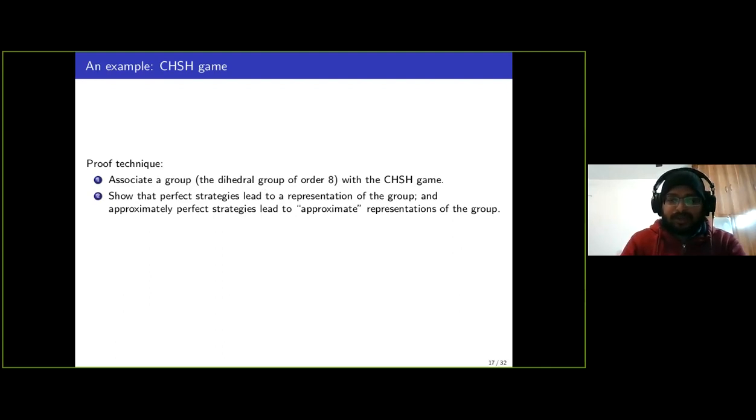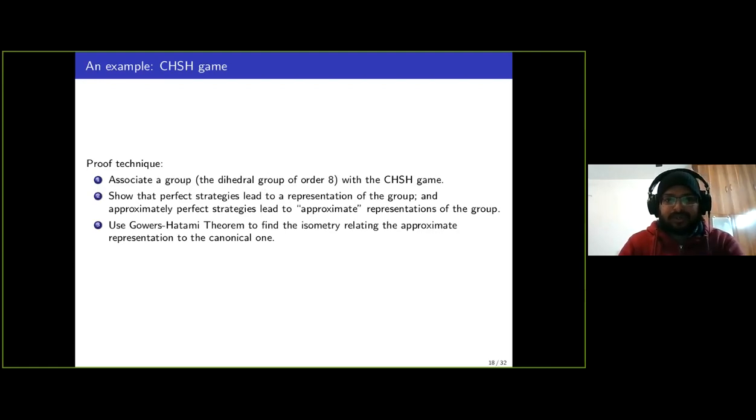Then to get the isometries that we want from our earlier slide, one uses the Gowers-Hatami theorem to relate this approximate representation to the canonical one. And then we tie all these things together to get our final statement in the CHSH case.